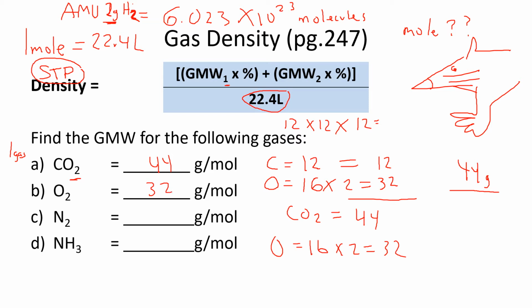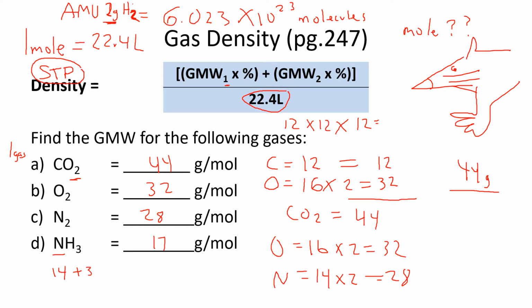What's nitrogen? What's the atomic mass of nitrogen? Nitrogen is 14 point something. You have to look at your table. I don't have the list on me. Okay, so straight up 14, and there are 2 of them, so that's going to be 28. All right, N is 14. H's are just 1 each, so I know that's 3, so that's 17.